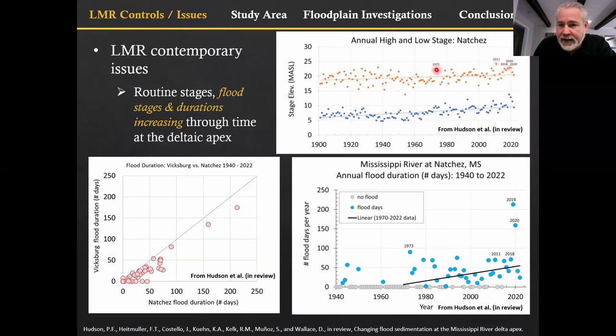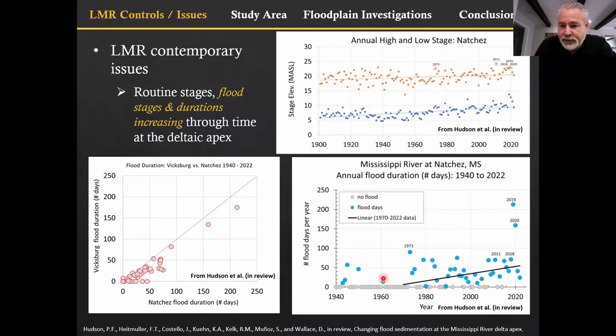I also want to point out the 1973 flood, we'll get back to that, which was a prolific flood that followed a few decades of not much flooding. And so that leads into some questions about sediment availability and how that flood deposited sediment in the floodplain.